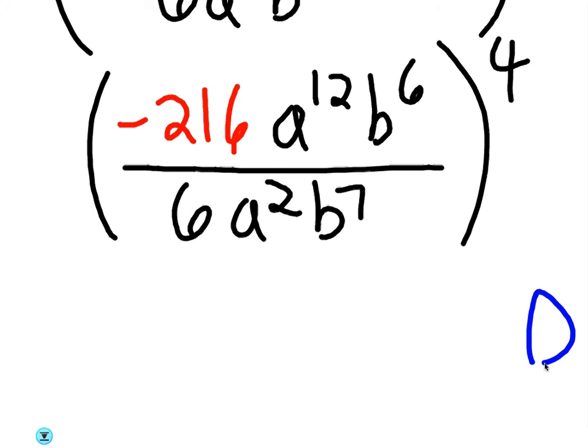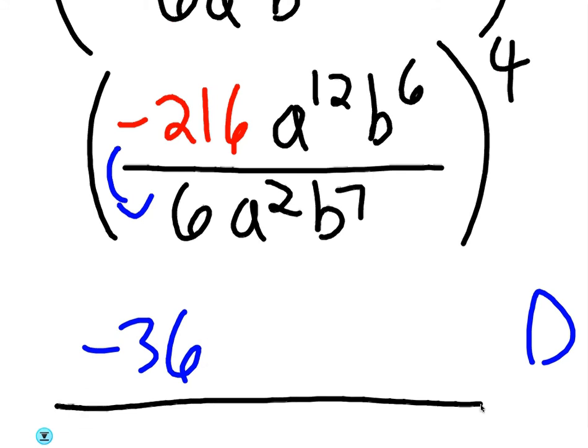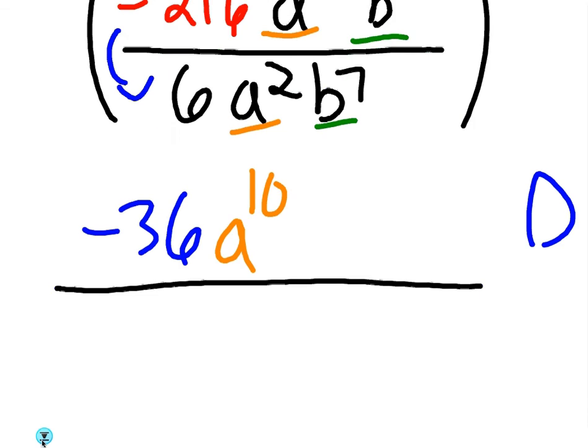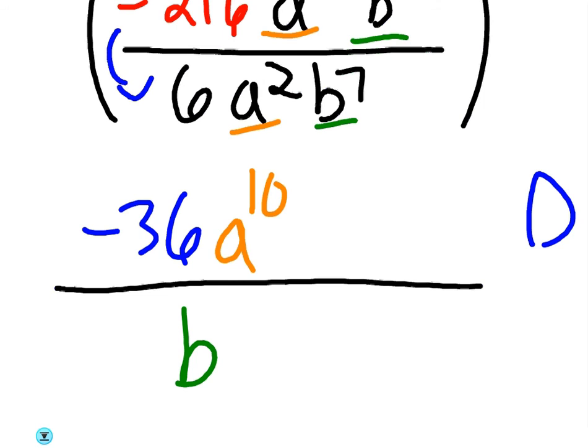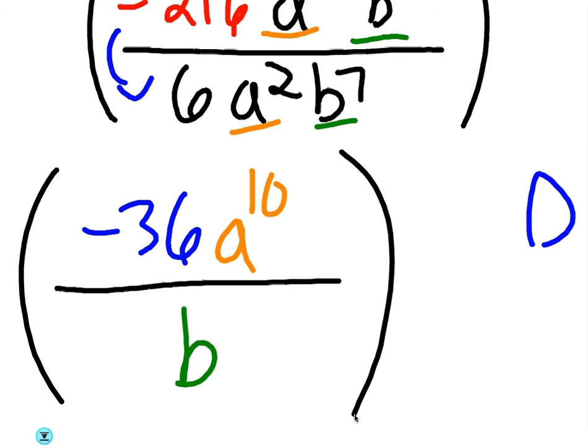So -216 over 6, I actually think that works out to an even number. What is that? Is it -36? Okay. That's going to go on the top of the fraction. A squared over a to the 12th over a squared. Yeah, good. And then the bigger one here is on the bottom. So you're actually just going to have a b on the bottom, because 7 minus 6 is 1, which would be b to the 1st. And I almost forgot. Exactly. This is all to the power of 4.